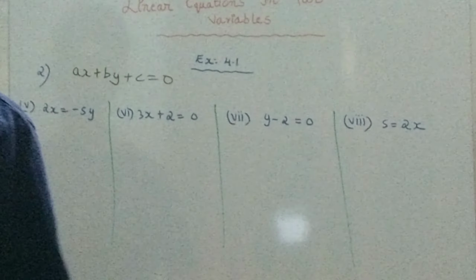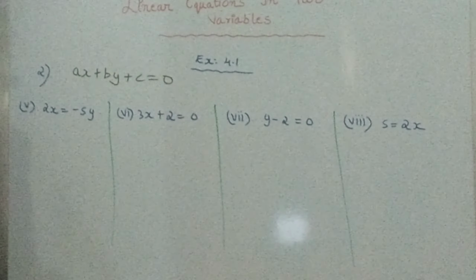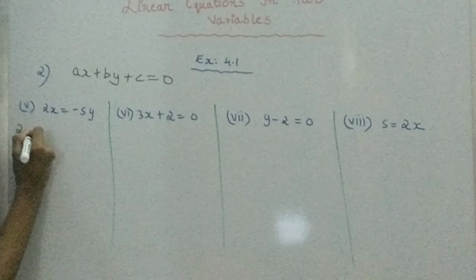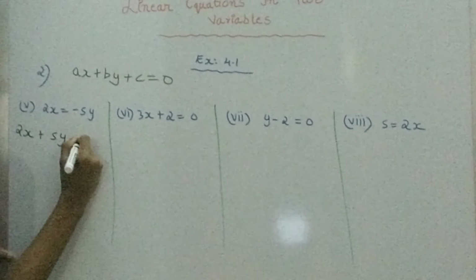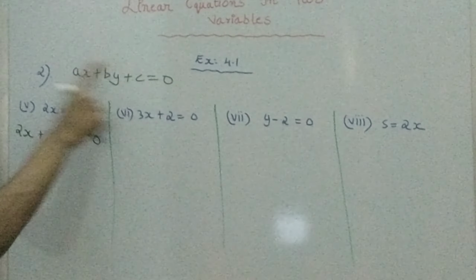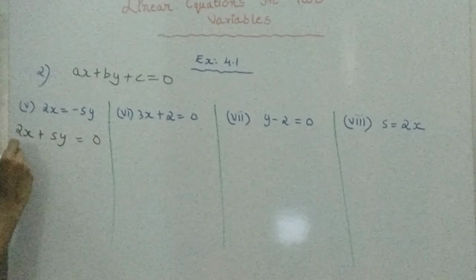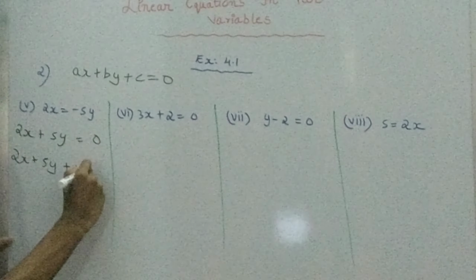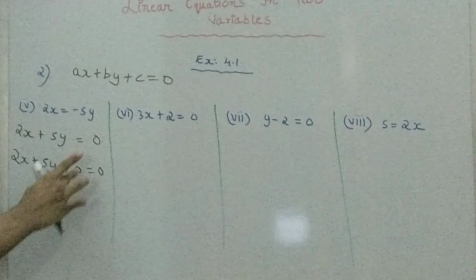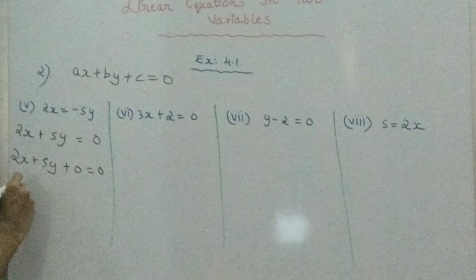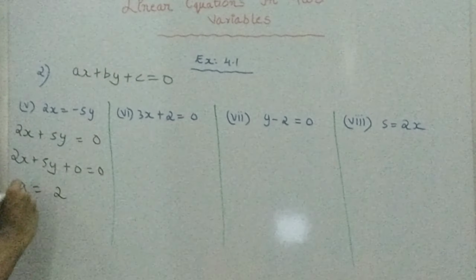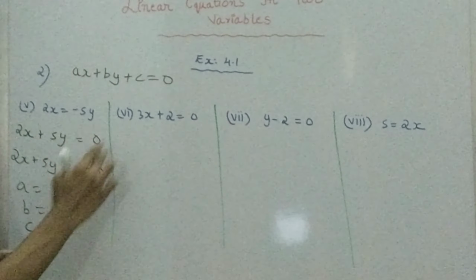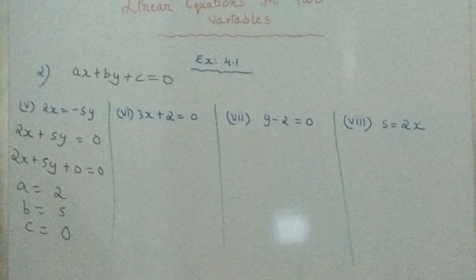Okay, so the next set is fifth one, 2x minus 5y. Okay, so we can bring this 5 to the other side, so 2x plus 5y is equal to 0. Now in order to write in the general form, we should add a constant over here. So I can write 2x plus 5y plus 0 is equal to 0. Now from here, a is the coefficient of x, that is 2, b is the coefficient of y which is equal to 5, and c, since it is not given in the question, we can write 0.